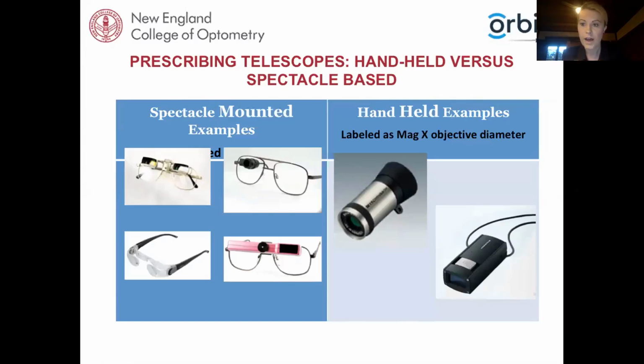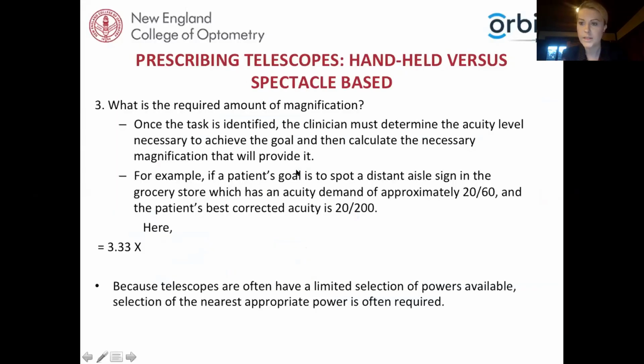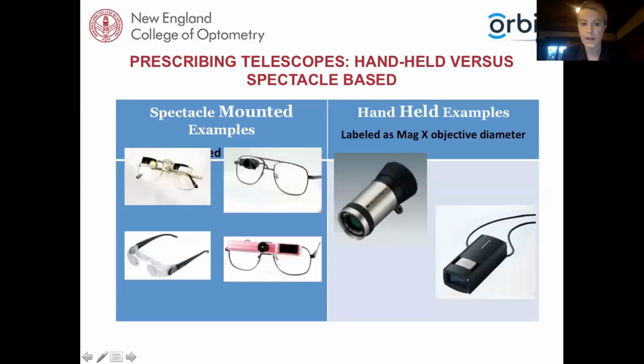When you do that, though, you have to consider what position you want to put it in. You could put the telescope right in the middle of the frame, as a full diameter mount. You could put it just at the top here so the patient can look in through the telescope or not through the telescope and go back and forth. Or you could put the telescope down at the bottom of the lens, almost like where you would put a bifocal for more of a reading task. So you do have those options.